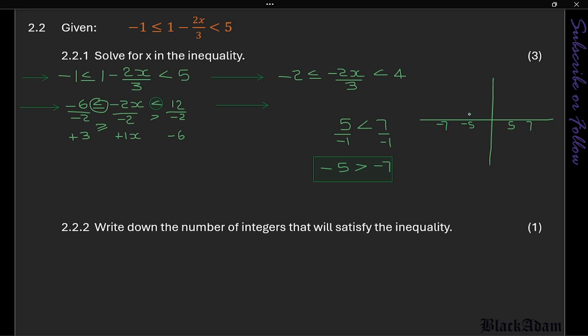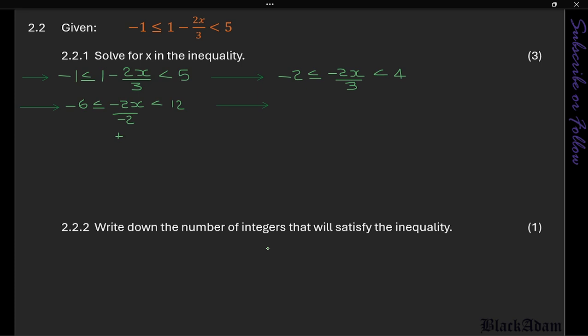You can look at the graph there, you can see that negative 5 is greater than negative 7, and 5 is less than 7. So when you divide by a negative sign, what is required is that you change the inequality to the opposite. If it's greater than, it becomes less than. If it's less than, it becomes greater than. So our answer will be 3 greater than or equal to x greater than negative 6. So that means negative 6 is less than x, and x is greater than negative 6.